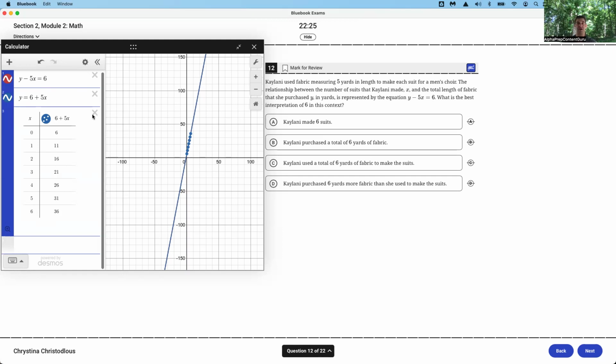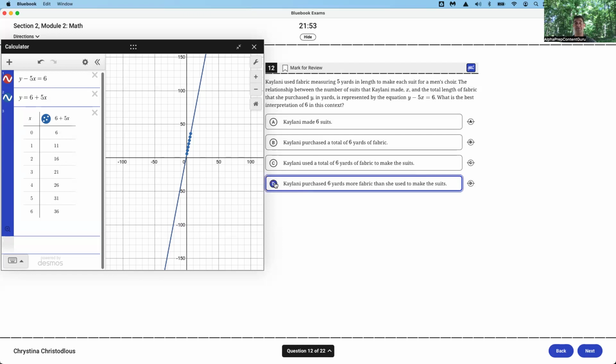But let me help you feel great about this. All these are points on this line. x is the amount of suits that are made and y is the total amount of fabric bought. Now, if 0 suits are made, 6 yards of fabric are bought. If 1 suit is made, then 11 yards of fabric are bought, but it takes 5 yards to make each suit. 11 minus 5 is 6. If 2 suits are made, there's 16 yards of fabric, but it's 5 yards for each one made. That's 10 yards. There's still 6 left over.